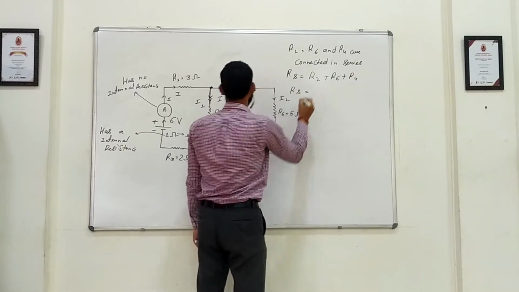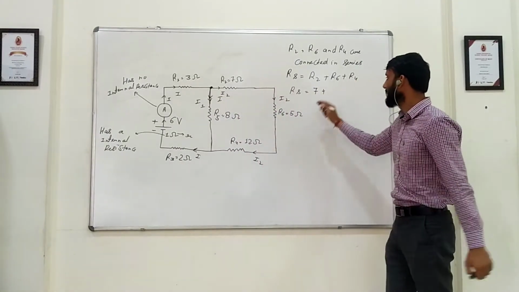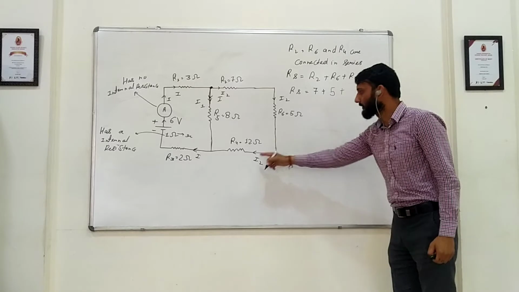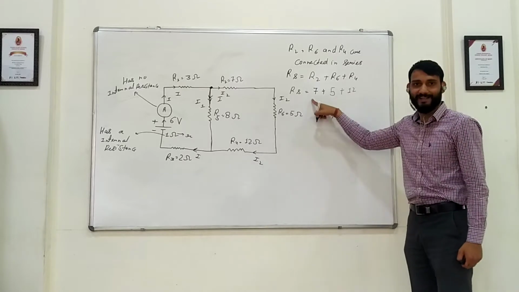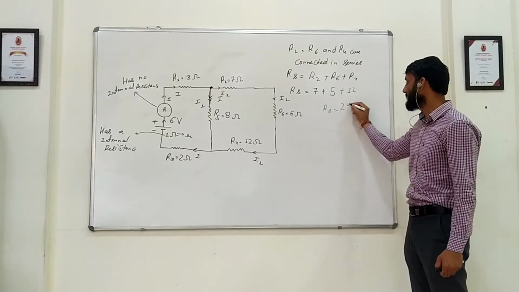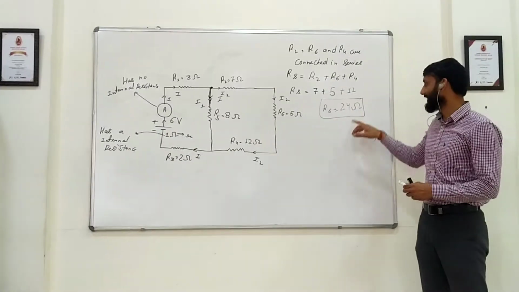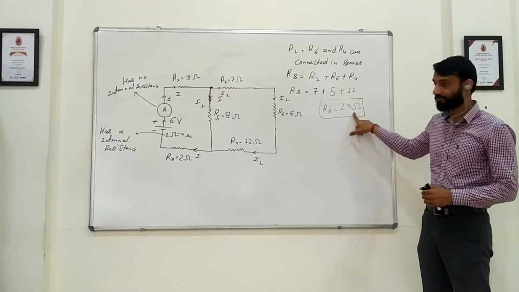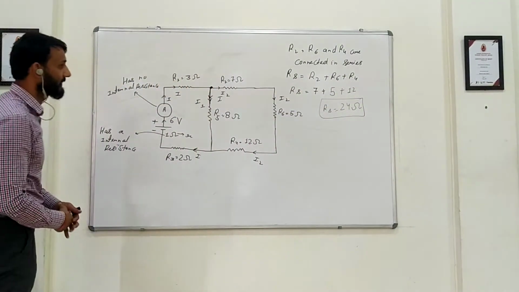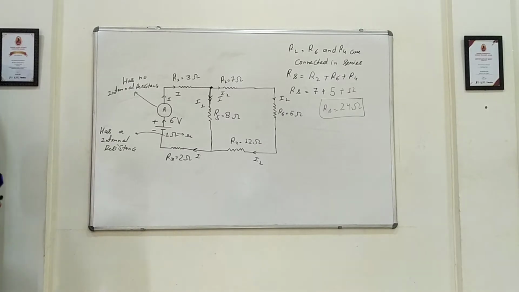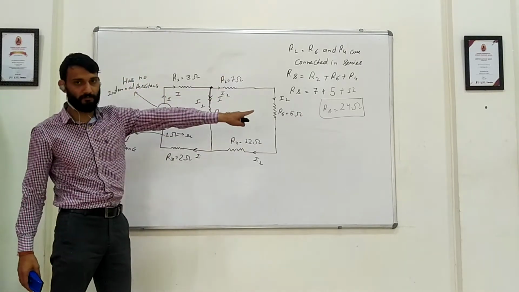So RS will be equal to, how much is R2? It's 7 ohm. So this is 7 plus R6, R6 is 5, plus R4, R4 is 12. Then we have RS equal to 12 plus 7, 19, 19 plus 5, that is 24 ohm. So when R2, R6 and R4 are connected in series, their net resistance is 24 ohm. The combination of these three is equal to 24 ohm, right?